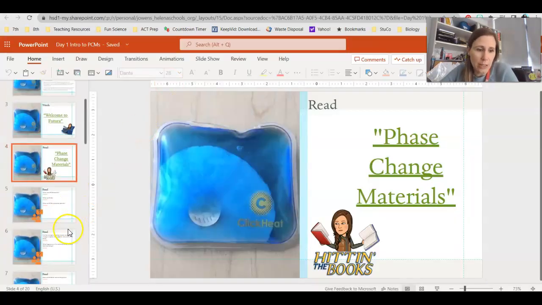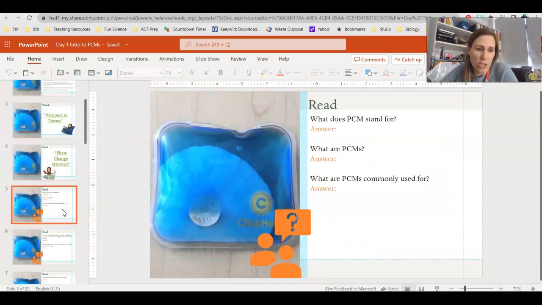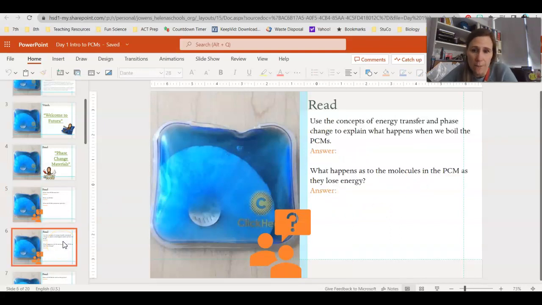As you read, you are going to be looking for the answers to these questions. What does PCM stand for? What are PCMs? So explain what they are. Okay, obviously you're telling me what they stand for up here, so what are they? Explain them in your own words. Again, all of these should be in your own words. None of them should be copy and pasted from the article. What are PCMs commonly used for? So where do we find them? Where do we use them?